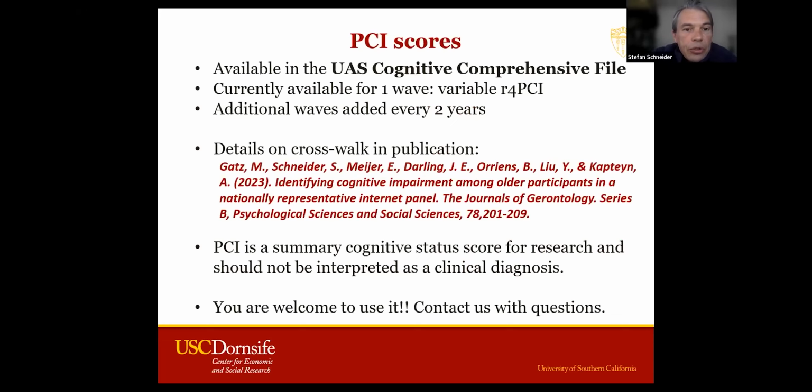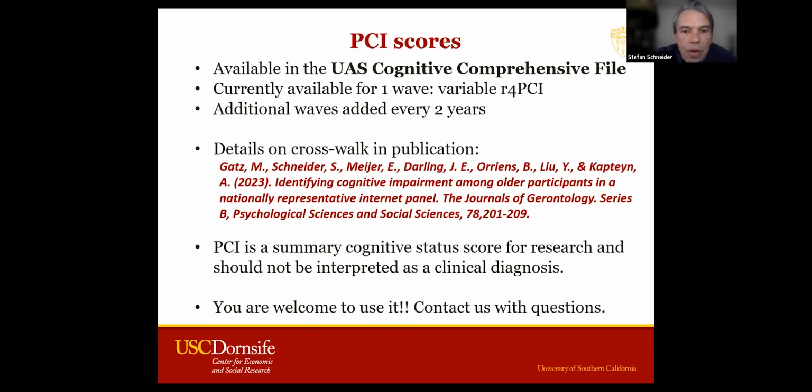So these we call short PCI scores. They're available in the UAS cognitive comprehensive file, as I said, currently for one wave. And as I said, we're focusing on one variable. It's called R4 PCI. Additional waves we hope to add every 2 years. And if you really want to know about the details on how we developed this crosswalk, you can read them in this publication that's shown here that we recently published in the Journals of Gerontology.